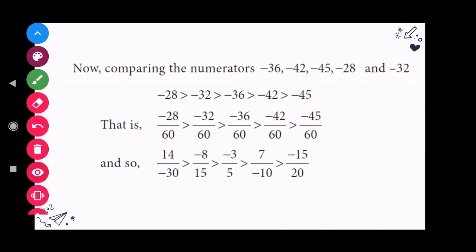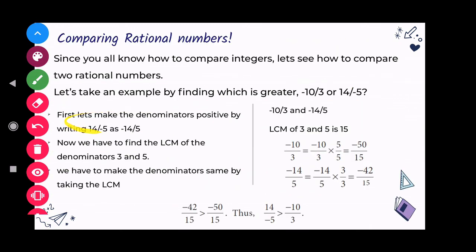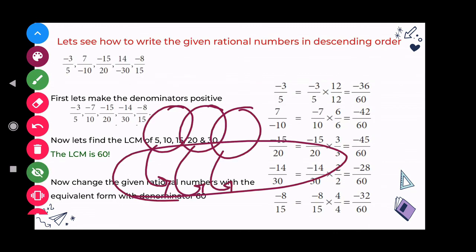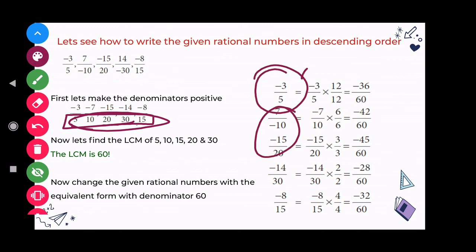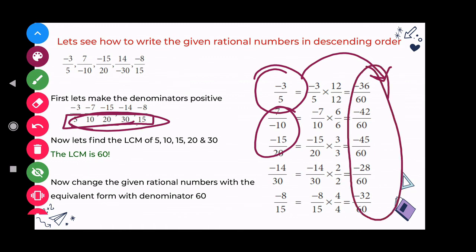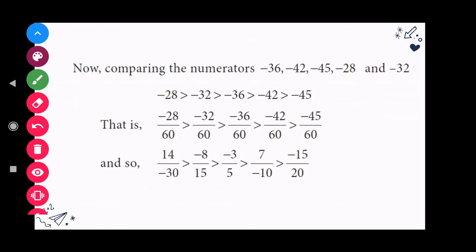Okay, so what is the first step? The first step is to make the denominators positive. The second step is to find the LCM of all the denominators. The third step is to convert the given rational numbers into equivalent fractions having the same denominators. And the next step is to arrange the numerators in ascending or descending order, whatever is asked.